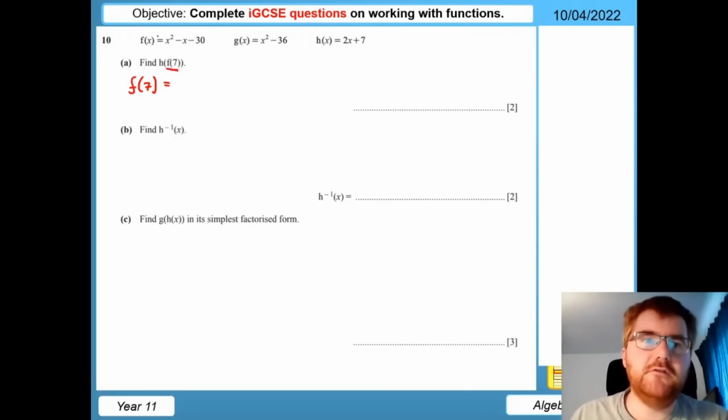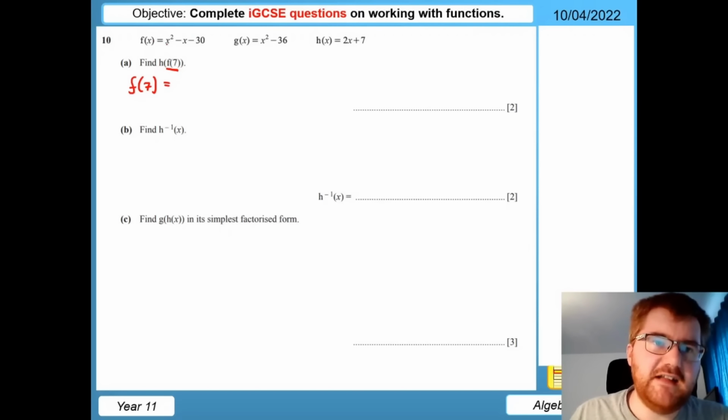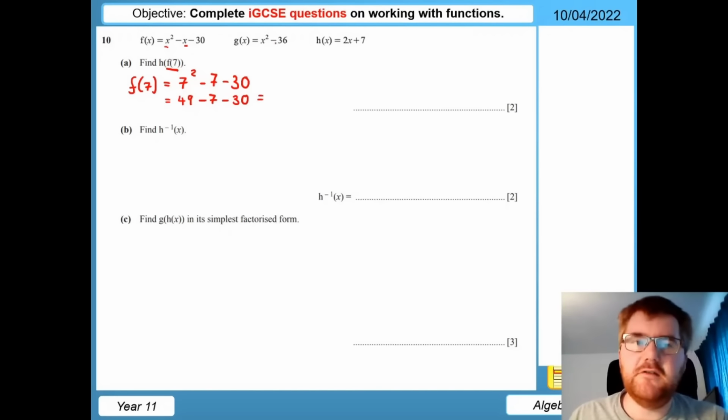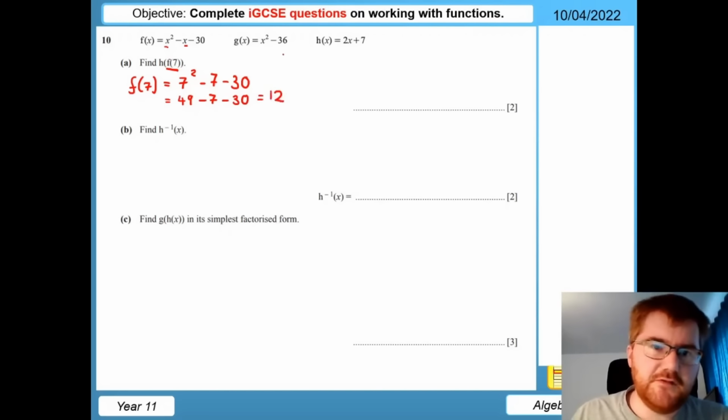So f of 7, that means wherever we see an x in the f function, we're going to replace it with a 7. So we get 7 squared minus 7 minus 30. Again, this is a calculator question, but I'm going to work it out without. So 7 squared is 49, minus 7, minus 30. And then if we work that out, that's going to give us the answer of 12.